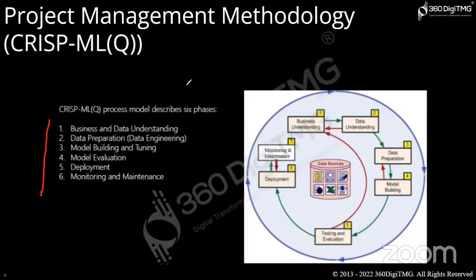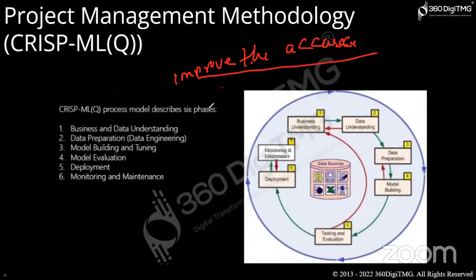In order to improve the accuracy of the model, it is absolutely necessary to follow one sequence. That sequence is what we call the CRISP-ML(Q) methodology. What are those steps in the sequence? The very first one is business and data understanding.